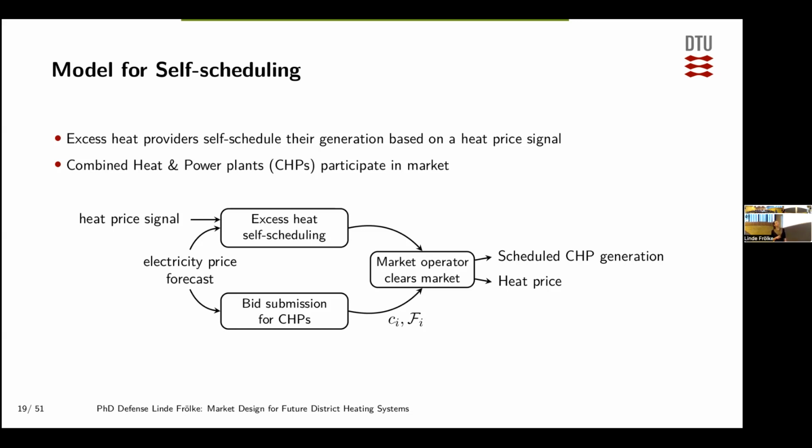When the market operator clears the market, we then additionally obtain the CHP schedules and a uniform price of heat. And this price of heat from the market is only used to remunerate the CHPs, whereas the heat price signal from here is used to remunerate the excess heat providers.